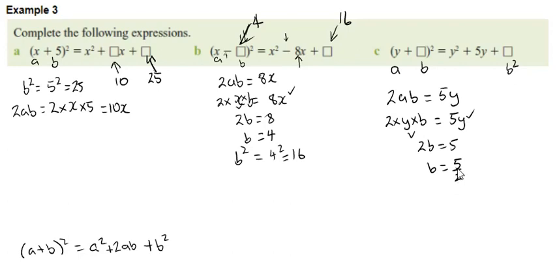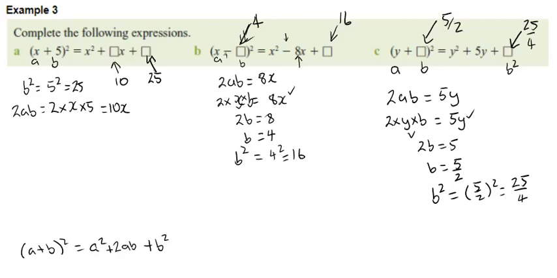But I prefer to write it as 5 on 2, and you should write it as 5 on 2. Now there's my b. Now what's my b squared? It's going to be 5 on 2 squared, which is going to be 25 on 4. So this here is 25 on 4. This here is my b, which is 5 on 2.